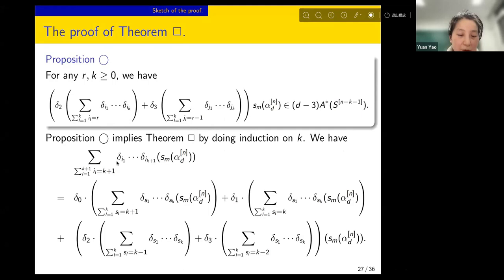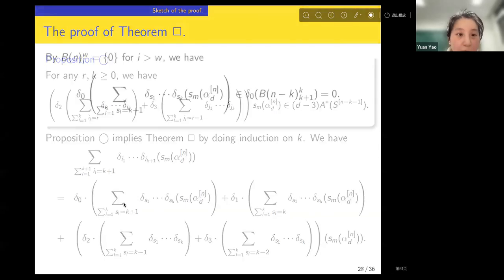So let's say the first delta is delta 0, delta 1, delta 2, delta 3. The last 2 terms are just what the proposition tells you. So you only need to consider the first 2 terms. For the second term you use induction. That's the induction. And the first term should be automatically 0, right?